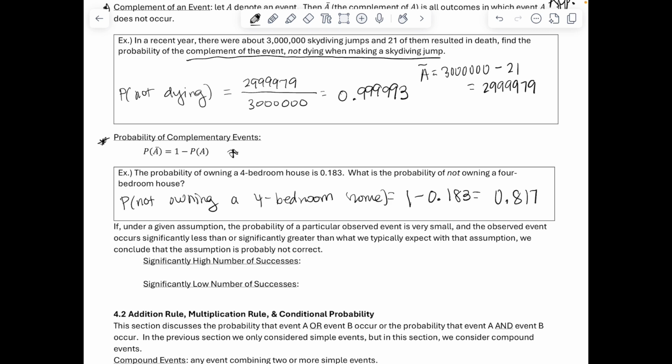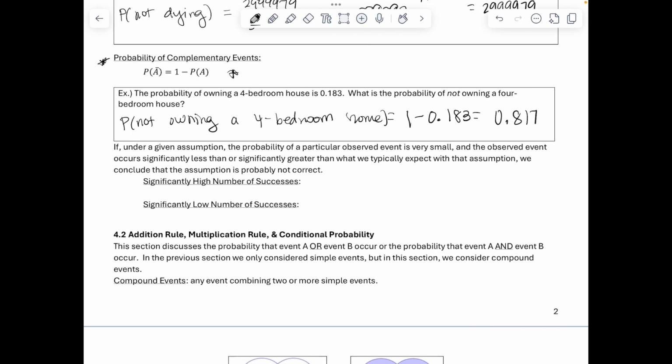So this is the probability of not owning a 4-bedroom home. Right below, it says, if under a given assumption, the probability of a particular observed event is very small, and the observed event occurs significantly less than or significantly greater than what we would typically expect, with any assumption, we can conclude that the assumption is probably not correct.